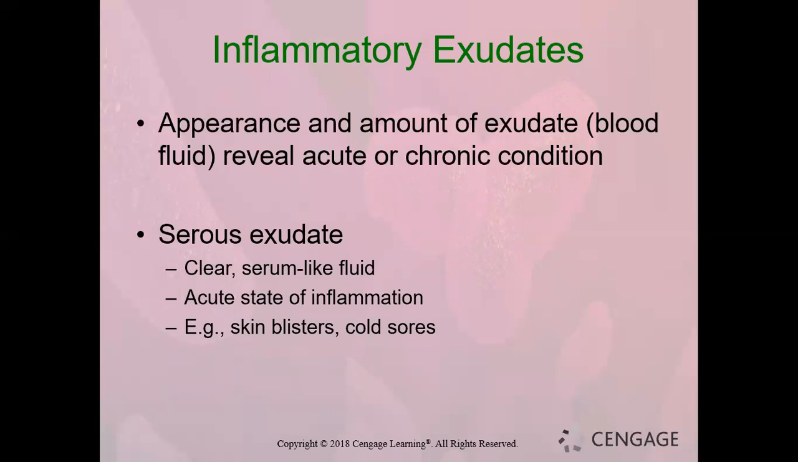Inflammatory exudates: the appearance and the amount of exudate, which is a blood fluid, can reveal an acute or chronic condition. A serous exudate is a clear serum-like fluid, and it's an acute state of inflammation. Here we're talking skin blisters, cold sores, things like that. My daughter had a virus one time, I forget what it was called, but she got these little bumps all over her, and it wasn't chicken pox. But when you would pop them, this clear fluid would come out, and then it would cause 5 more bumps to come up in that same area. It was awful. But eventually we were able to get rid of it.